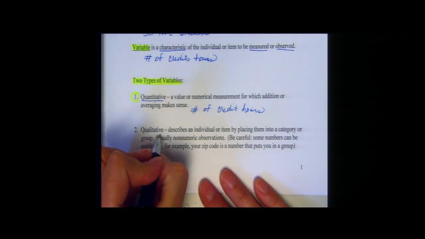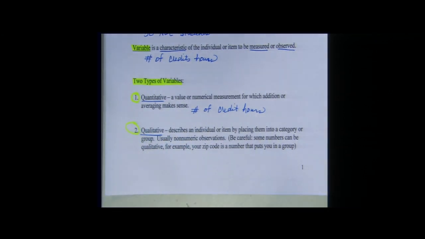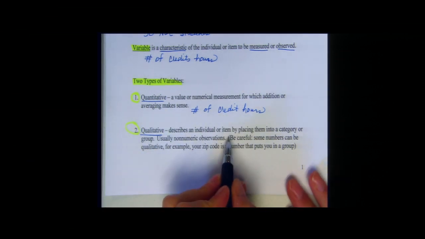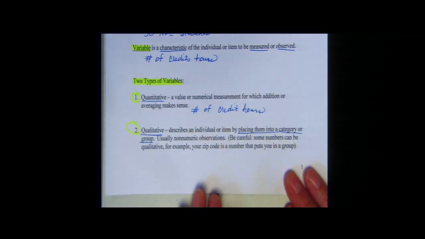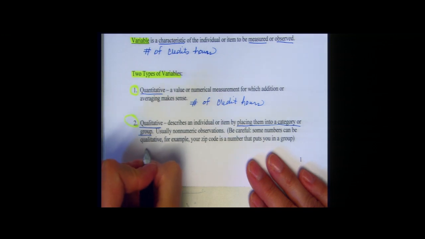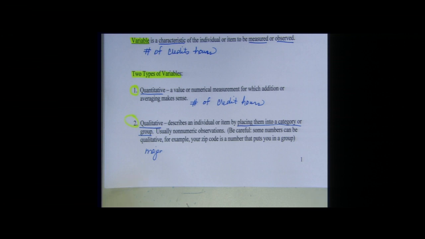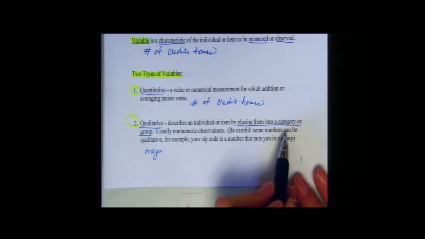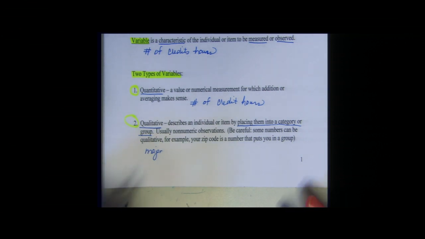The other type of variable is qualitative. And this type of variable describes an individual or item by placing them into a category or group. A good example of this would be if you were asked, what is your major? So you would get responses like nursing, you might get English major, math major. That places each NOC student into a category or a group. And of course, you can't add or average a major. So that would be a good example of a qualitative variable.